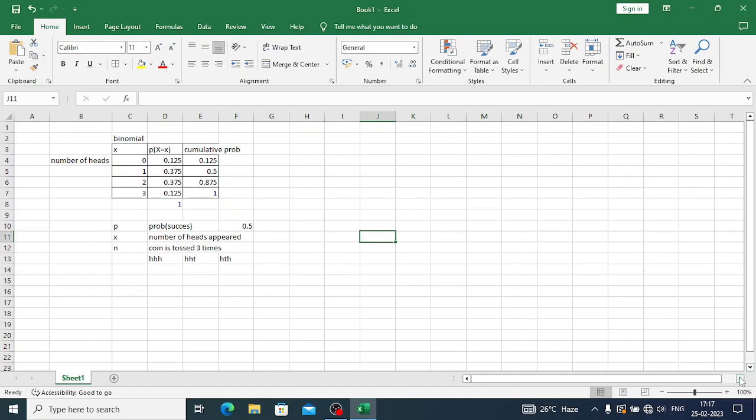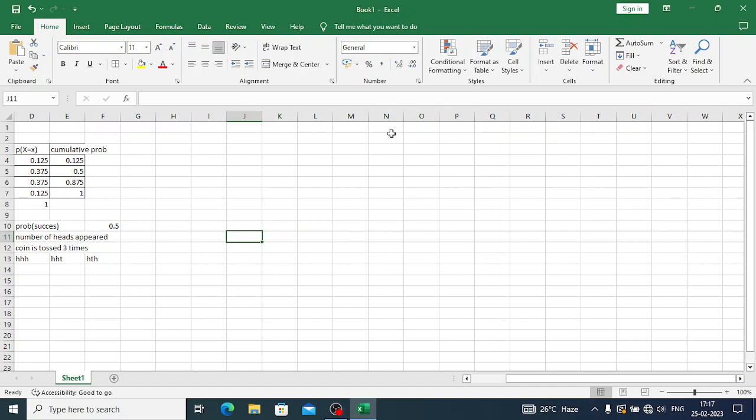Now I am going to change my parameters. Let n be equal to 10, and my probability of success p is going to be 0.7. Then we will check, just consider X. X is the number of successes.